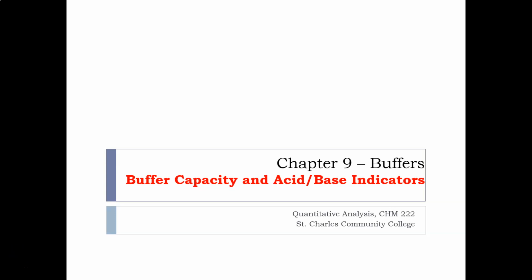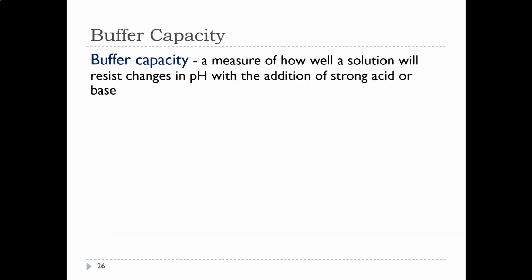So this video, still with chapter 9, we're going to look at the buffer capacity, which is just how long a buffer is useful and how long it stays useful, and then look at acid-base indicators, the chemicals that work as indicators for acids and bases. So buffer capacity is just measuring how well a solution will resist changes in pH.